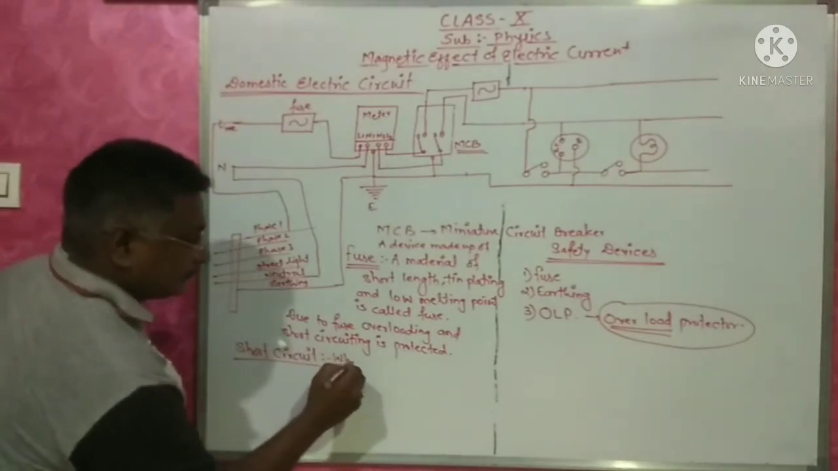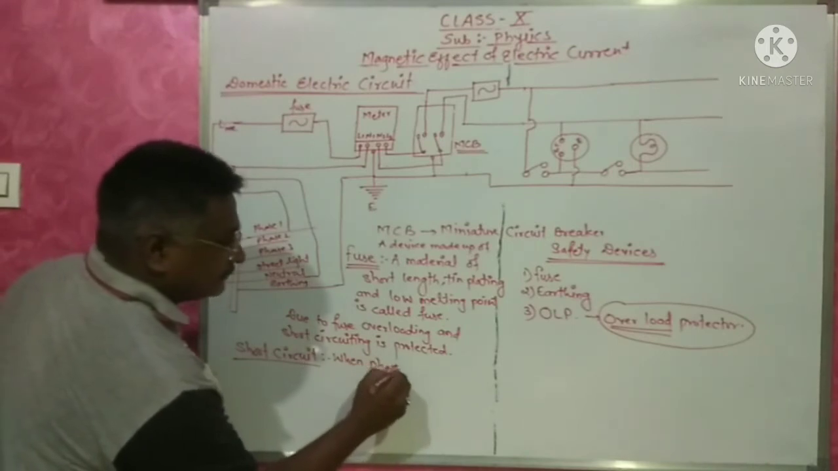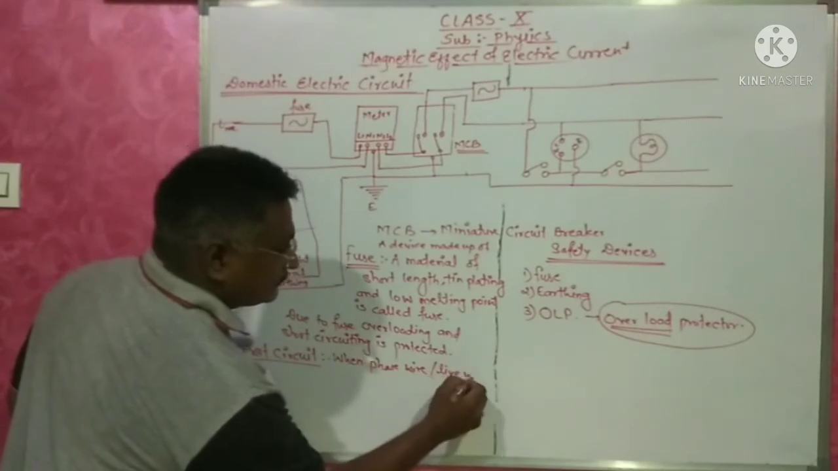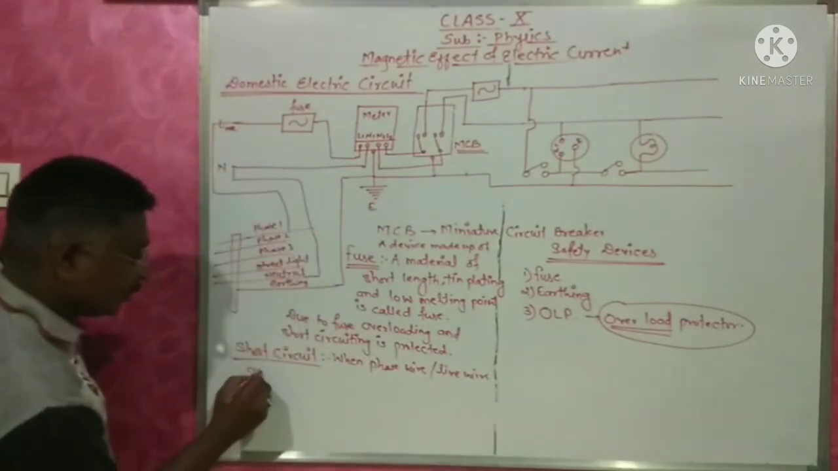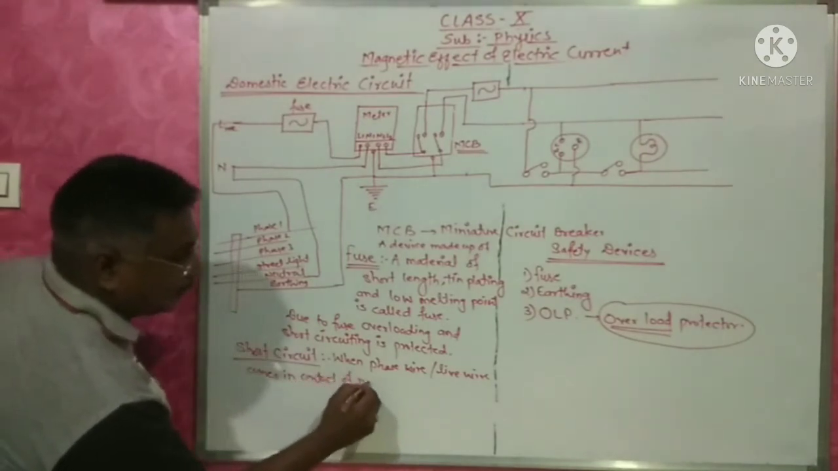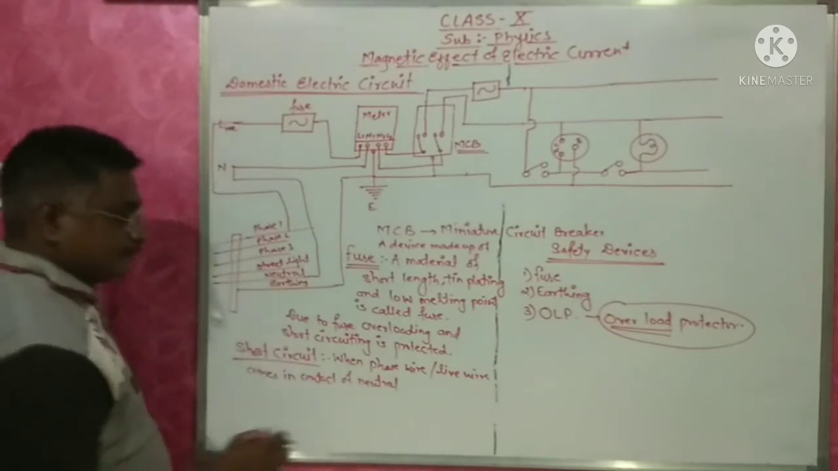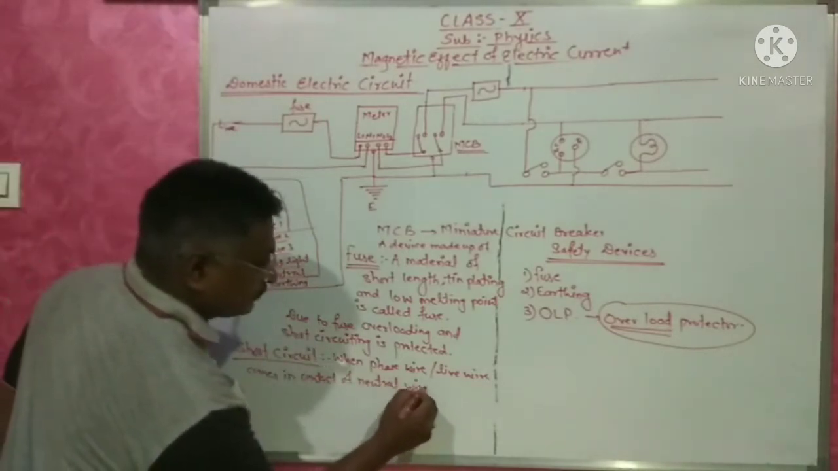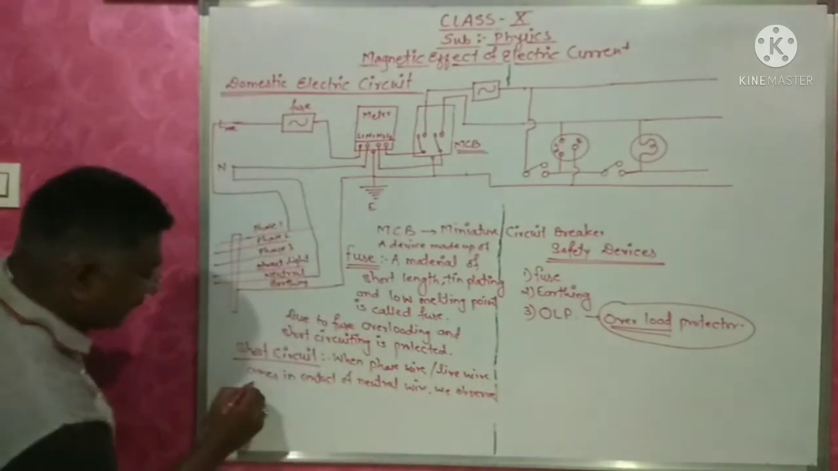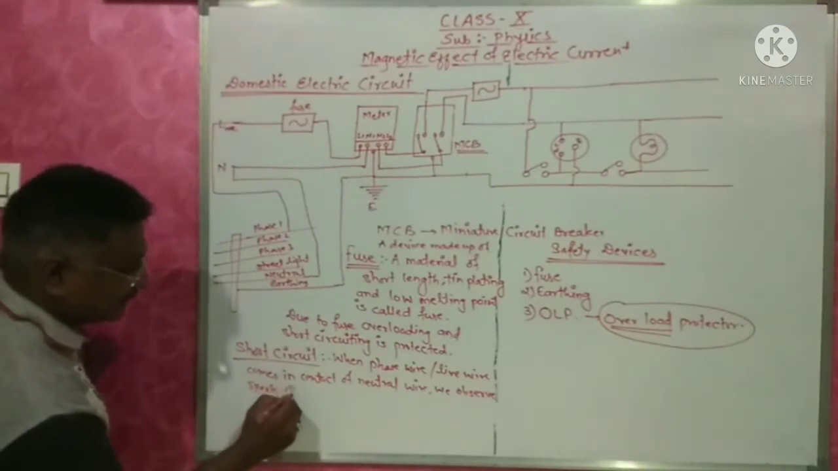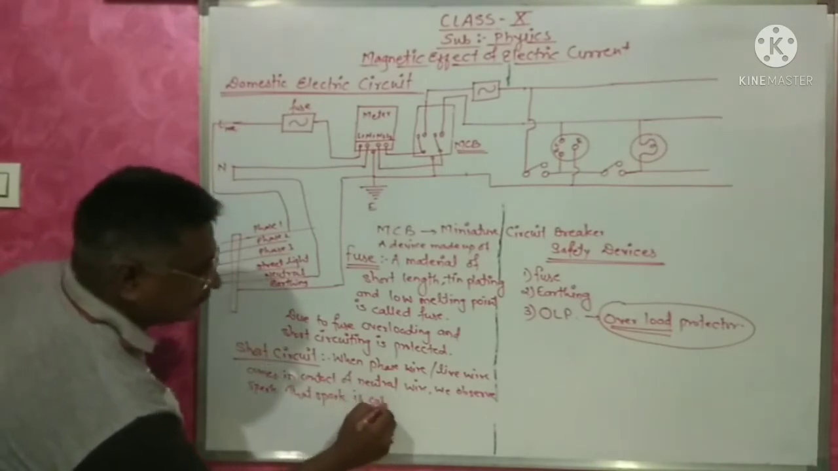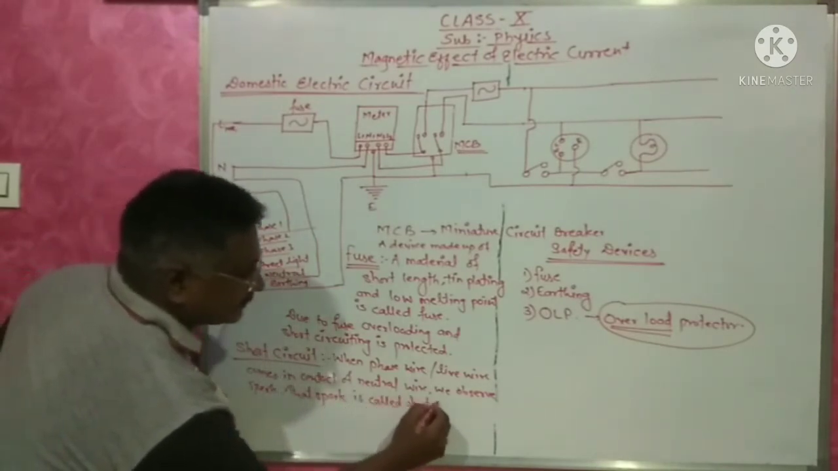So when the phase wire or live wire comes in contact with the neutral wire, we observe a spark. That spark is called short circuit.